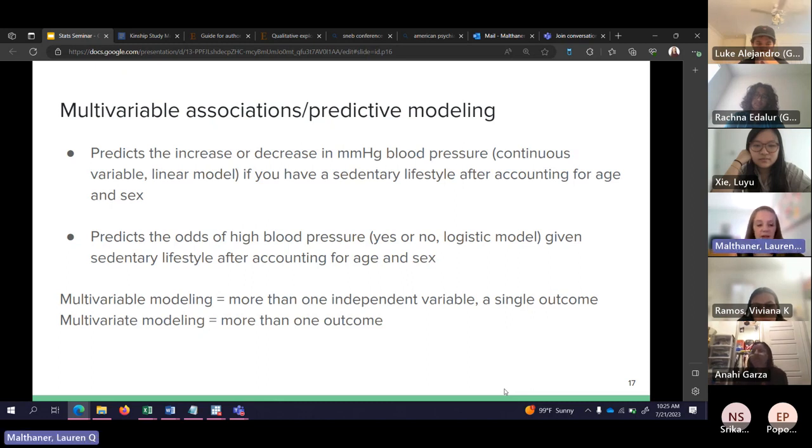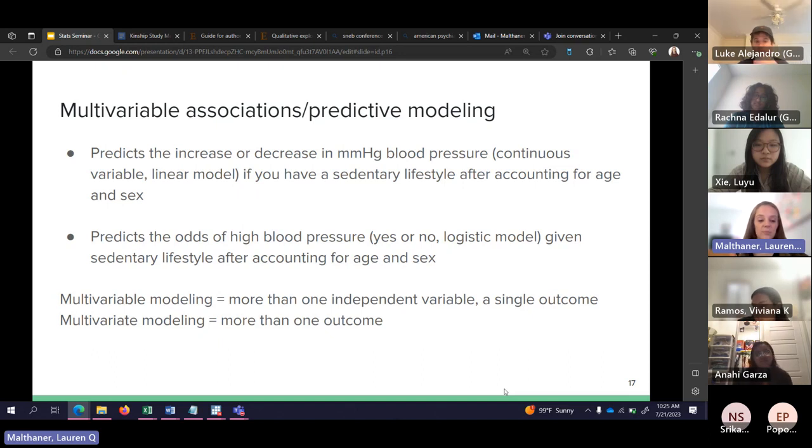One thing that happens pretty frequently in the literature is that people refer to multivariable modeling as multivariate modeling, which is not accurate. There's a difference. Multivariable modeling is what we're going to be talking about, and that's where you have more than one independent variable, in our case, lifestyle, age, and sex, but you have a single outcome of blood pressure. Multivariate modeling would be if we had more than one outcome. Say we were looking at blood pressure and glucose, but using the same set of independent variables.